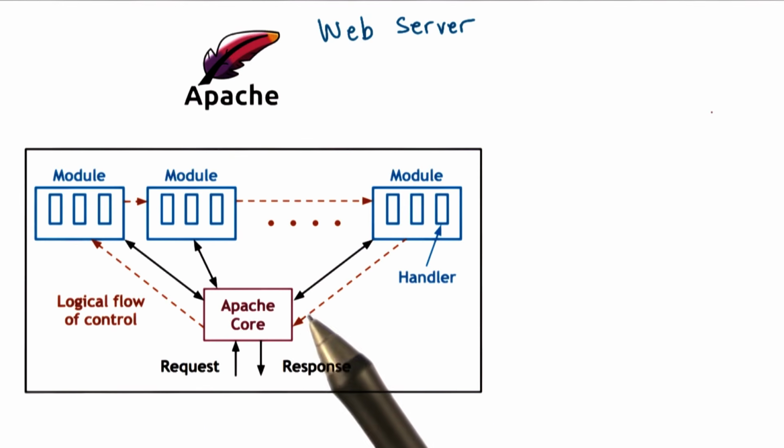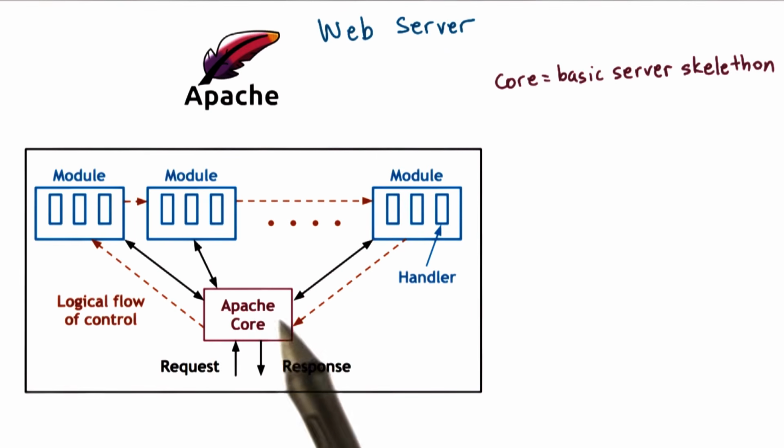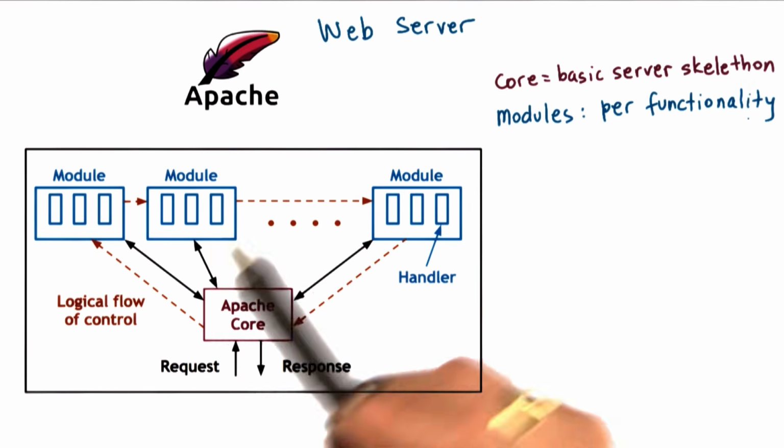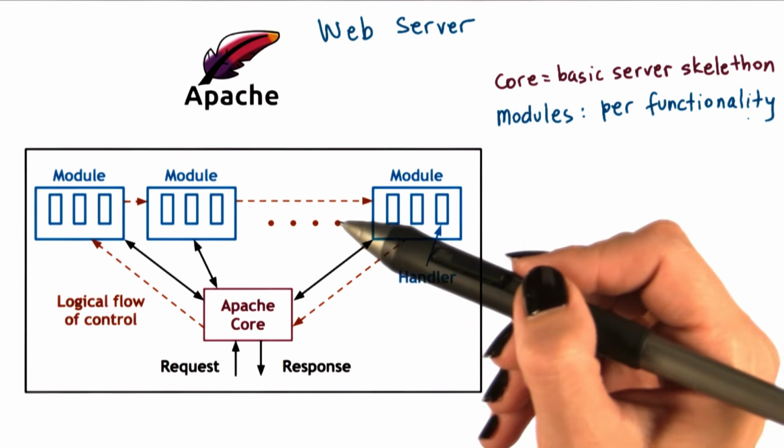And also the other way around, to understand how these discussions in class are reflected in real-world designs. From a very high level, the software architecture of Apache looks like this. The core component provides the basic server-like capabilities. So this is accepting connections and managing concurrency.